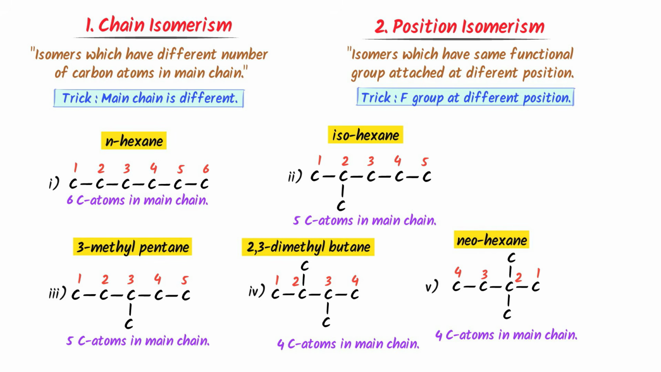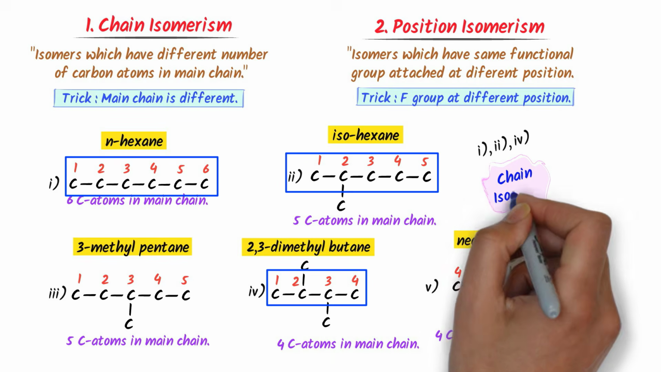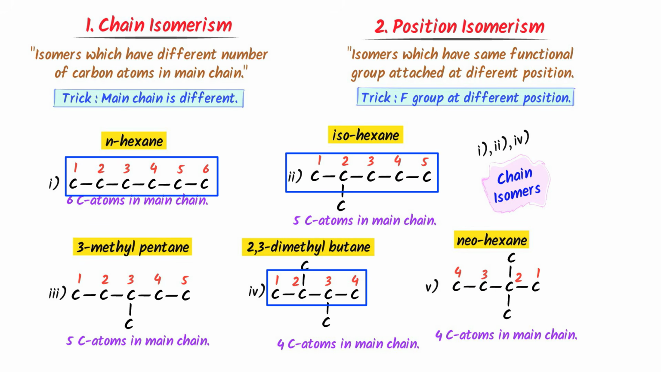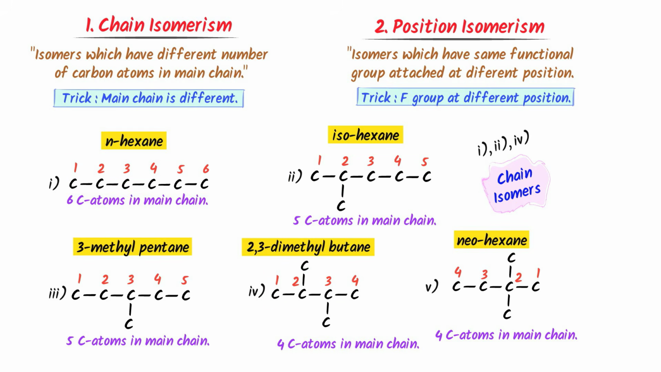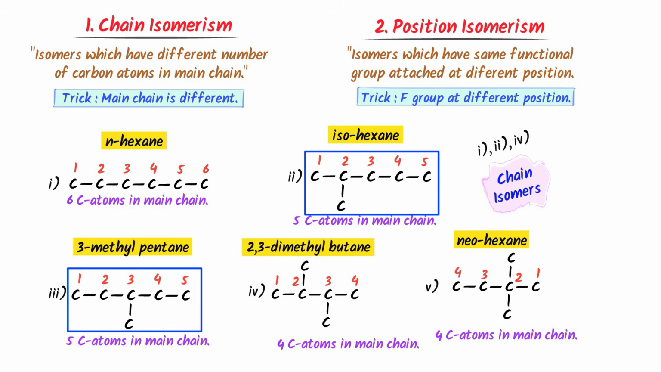Now listen carefully. 1, 2 and 4 are chain isomers, because the first isomer has 6 carbons in its main chain, while the second or third has 5 carbon atoms in its main chain. So we call them chain isomers. Secondly, we can see that second and third have 5 carbon atoms in the main carbon chain. They are not chain isomers.